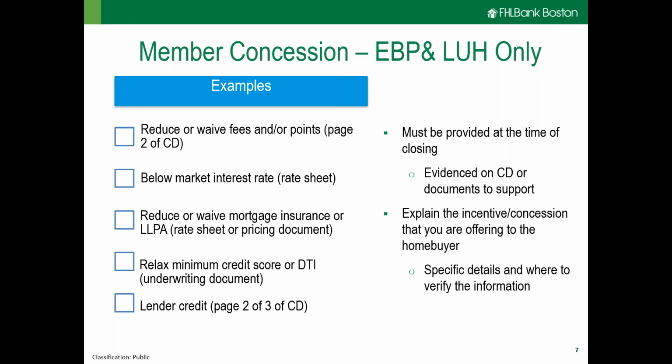All this must be provided at closing. You need to explain what that concession is. Don't just say, see page 2 of the CD. Be very specific and give us that information. It just makes our review simpler. And also we do report these types of concessions to the Federal Housing Finance Agency, so it makes our review process a lot more simplified. So be very specific. And then, as I mentioned in the beginning, provide that evidence either on the closing disclosure or the other documents that would support any of these examples of concessions.